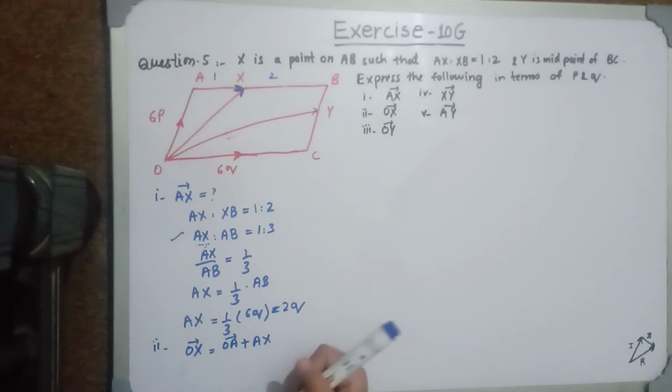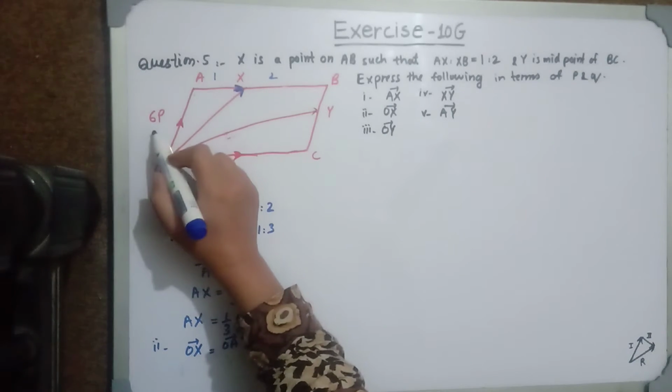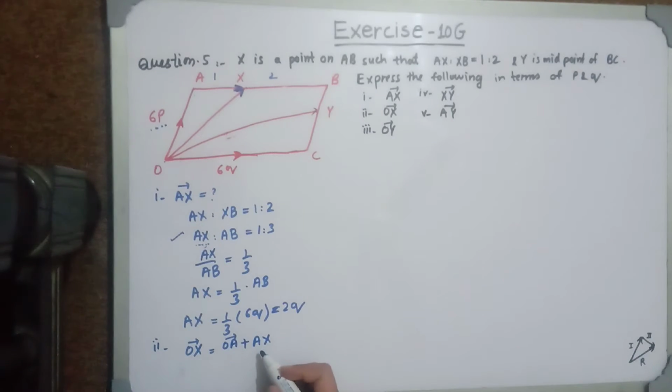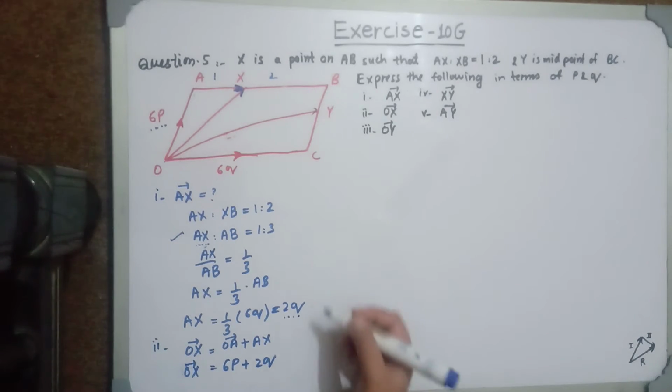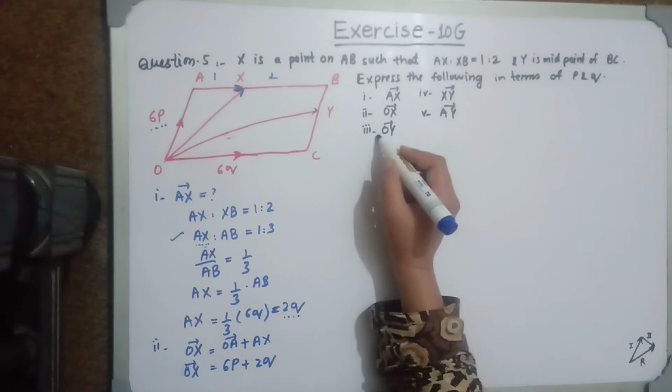Do we know OA? OA is this side, which is given as 6P, right? And AX is the one that we just found, which is 2Q. So I'm going to substitute both of these here, and my answer will be OA is 6P plus AX, which is 2Q, and that's all. We found OX in terms of P and Q. Now moving to part 3, which is to find OY.